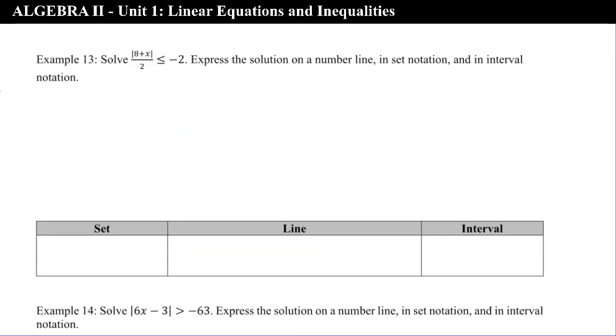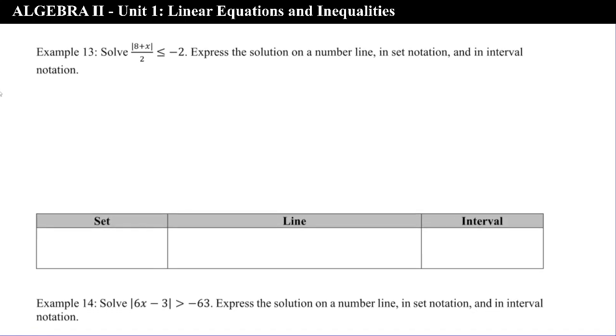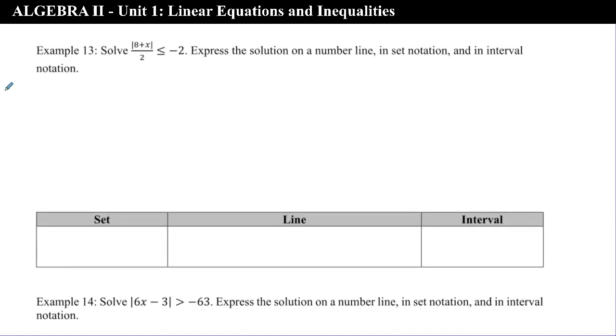Okay, so along to the last page of notes for this section and really for the unit. Let's do a couple more of these examples. So let's solve this one. Well, we have a fraction, but that's not really an issue because we got to get the absolute value by itself, and we multiply each side by 2 to do that. And so we immediately lose the fraction for those of you who are a little nervous about fractions. And we end up with less than or equal to negative 4.